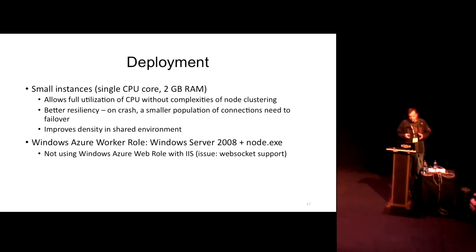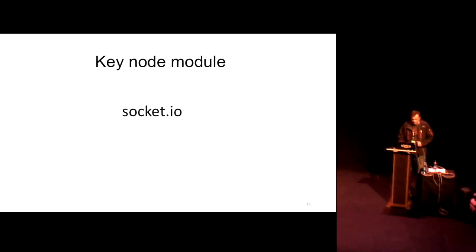It's also interesting that there is another alternative for Node deployment, which we don't use, which is called web role. It's kind of like a higher level, and it leverages IIS. So HTTP is done by IIS and handed off to Node. There was an issue with the WebSocket support, it was not there, so we couldn't use it.